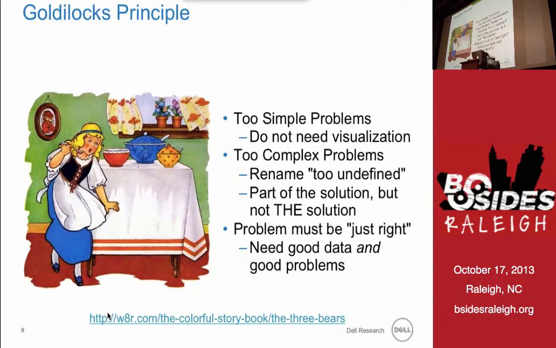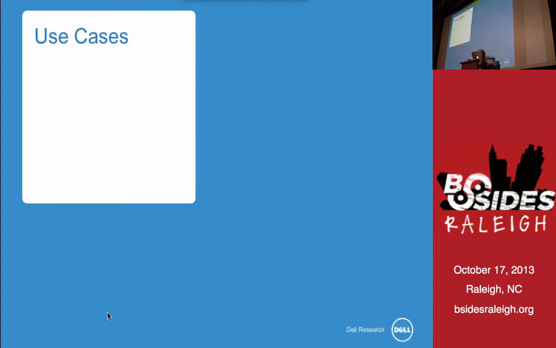In that case, visualization might be part of the solution, but it's not the solution, which goes back to please don't create a whole entire system based around visualizations. So essentially what we're saying is that your problem has to be just right. That's the Goldilocks Principle. Having said all of that, we did do some things right when we were working on this. So I have a few use cases to show when visualization is appropriate.